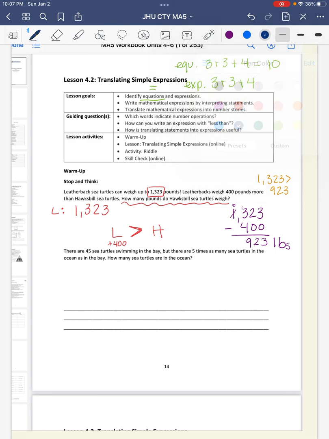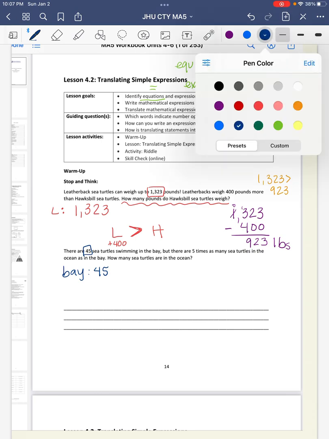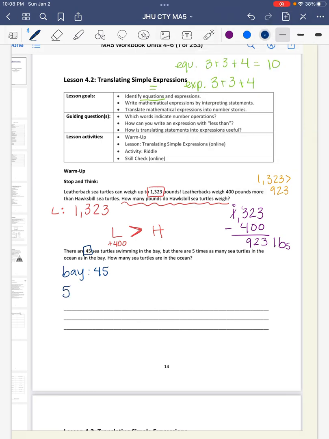So, you know, I'm feeling very colorful today. There are 45 sea turtles swimming in the bay. So I have 45, and they're in the bay. So I'm just going to go ahead and write that information down. That way I keep it in the back of my head, and I don't have to read again. Because sometimes going back and reading, you can confuse yourself. But there are 5 times as many sea turtles in the ocean as in the bay. So that means there's 5 times more in the ocean. So I'm going to write that down. 5 times in the ocean.